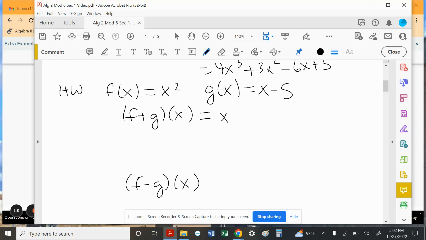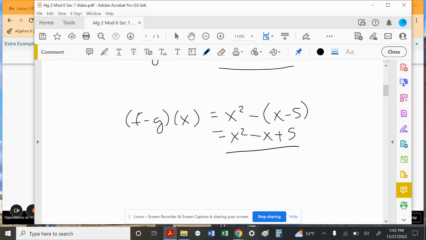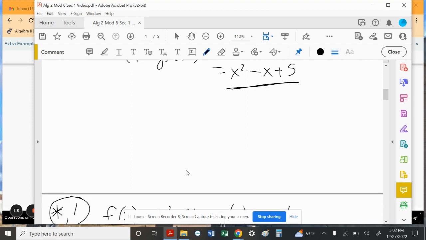So I have f of x plus g of x. Notice I don't have to switch anything out, so that would be my final answer. In this case, I have x squared minus x minus 5. Then I'm going to negate both of those, so I have negative x plus 5. That would be my answer when I subtract them. Of course, remember the order is important, so we have to make sure that we're doing that.